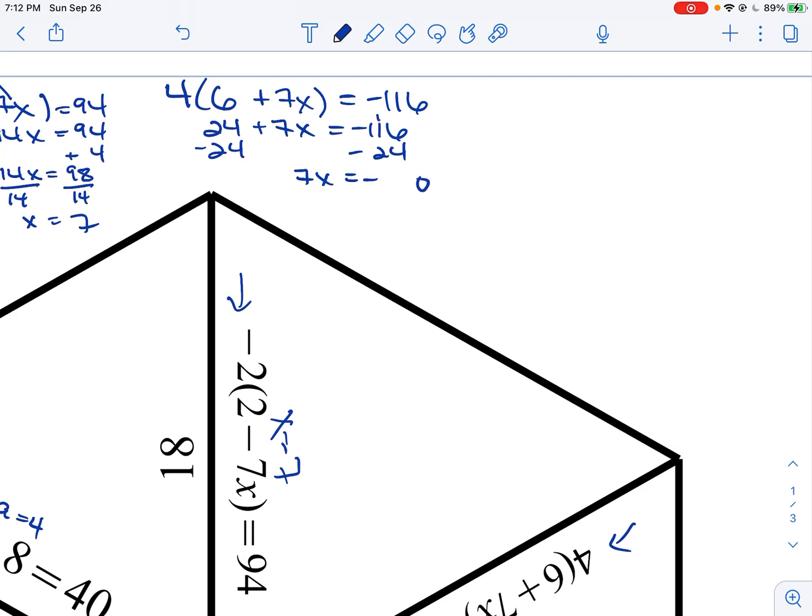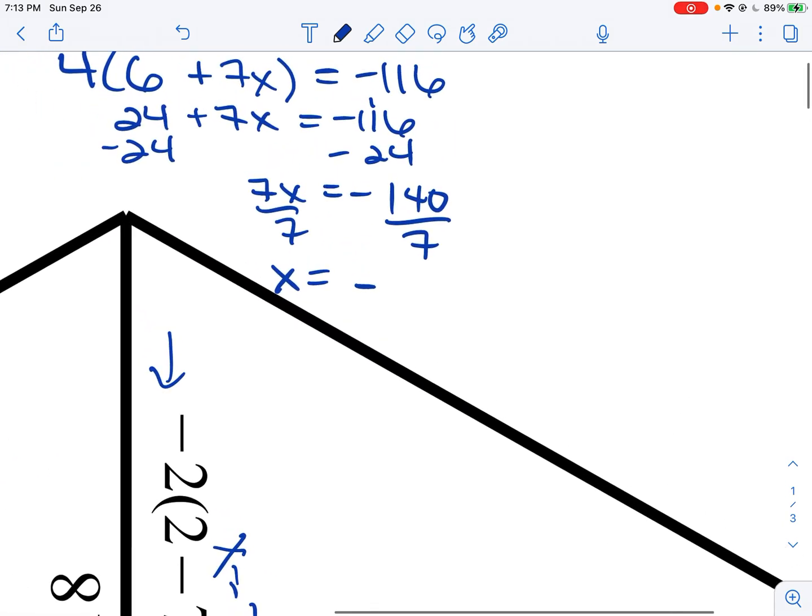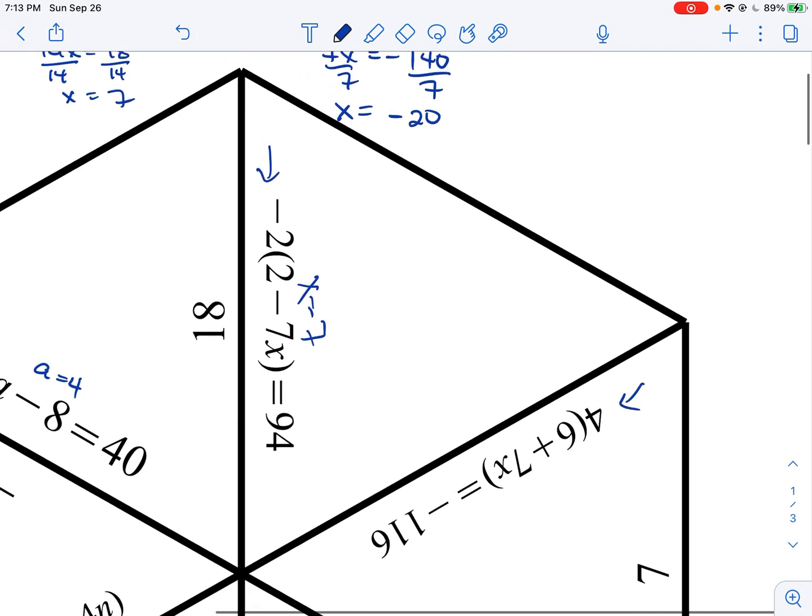So that's a 0, a carry. That would get me 4. That would get me 1. Divide by 7. Positive divided by a negative is a negative. 7 goes into 14 2 times. 7 goes into 0 0 times. So that means that this one is x equals negative 20.